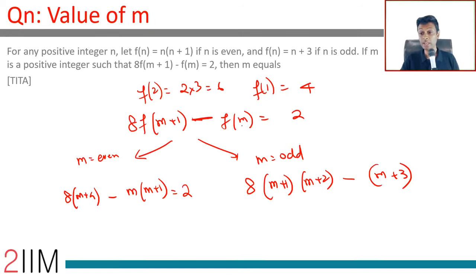If m is odd, f of m is m plus 3. 8 times f of m plus 1. F of m plus 1 will be m plus 1 into m plus 2. 8 times this minus of m plus 3. This is equal to 2.